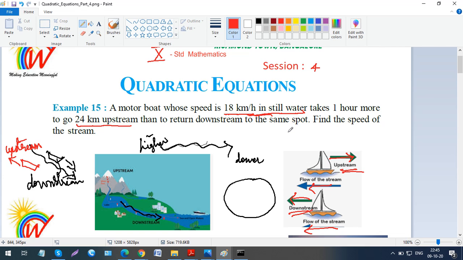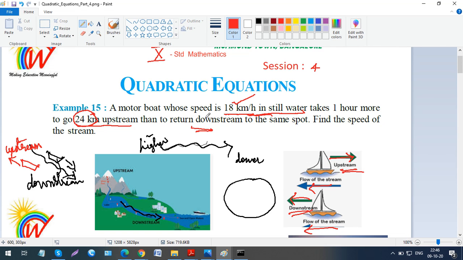So what's happening? The motorboat speed is 18 kilometers per hour. Now this boat is taking 1 hour extra to go upstream. And how far is it going? It's going 24 kilometers upstream. This is the distance. To go 24 kilometers upstream, it's taking 1 hour extra compared to coming downstream, because downstream you will come quicker. Your speed is faster, the river is pushing you down, so you come really fast. When you go upstream, you take 1 hour more, because you're going slowly.